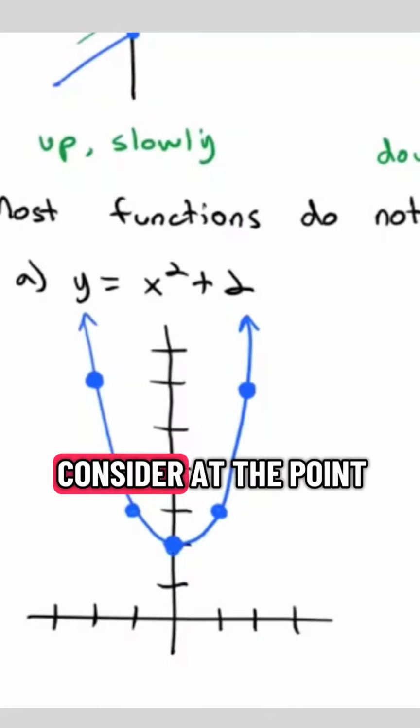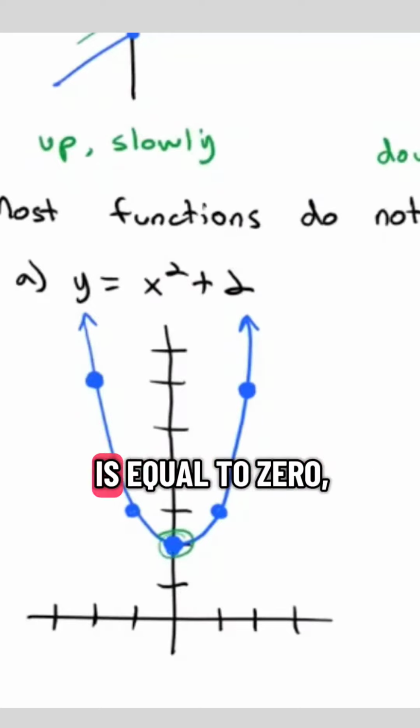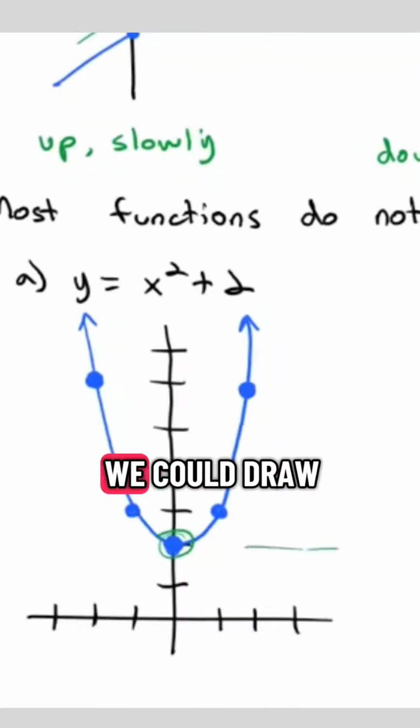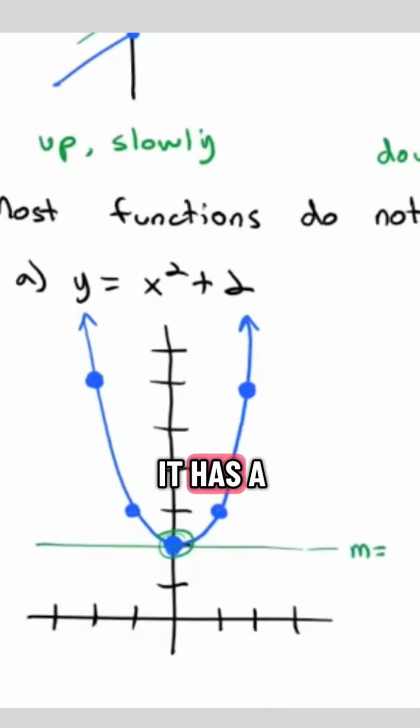Now, if we consider the point where x is equal to 0, if I were to look at that graph, it's kind of leveled out there at the bottom. We could draw a line that's tangent to that point. And right now, it has a slope of 0. It's really not changing at that point. It's not going up or down. It's kind of leveled out at the bottom.